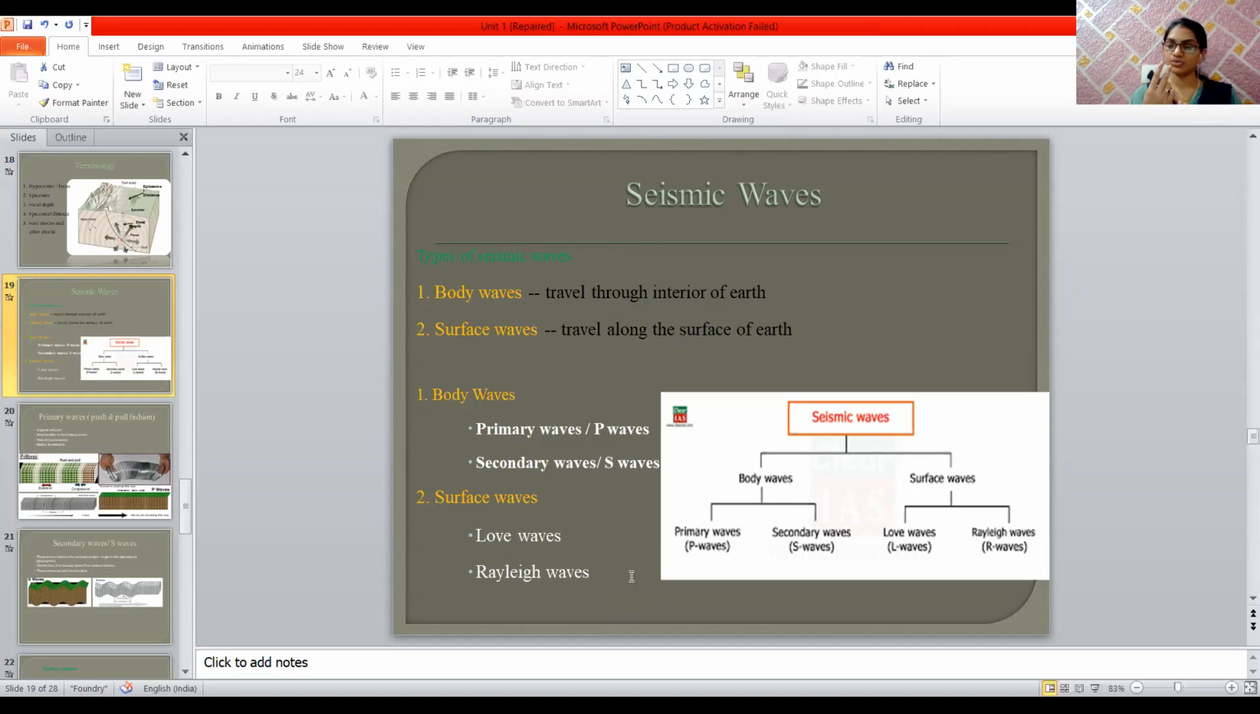And then surface wave. Surface waves are also divided into two parts. First, Love wave, and second is Rayleigh wave. The Love wave is also called L wave, and Rayleigh wave is also called R wave. Okay. First of all, we are discussing the primary wave.